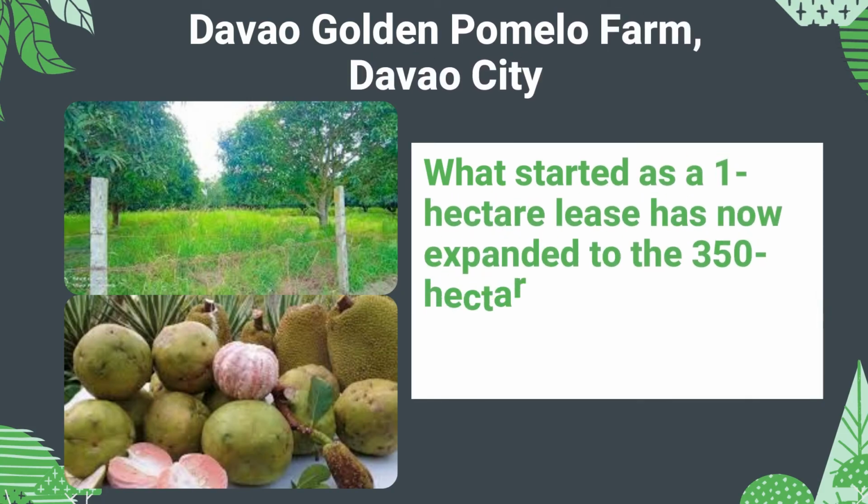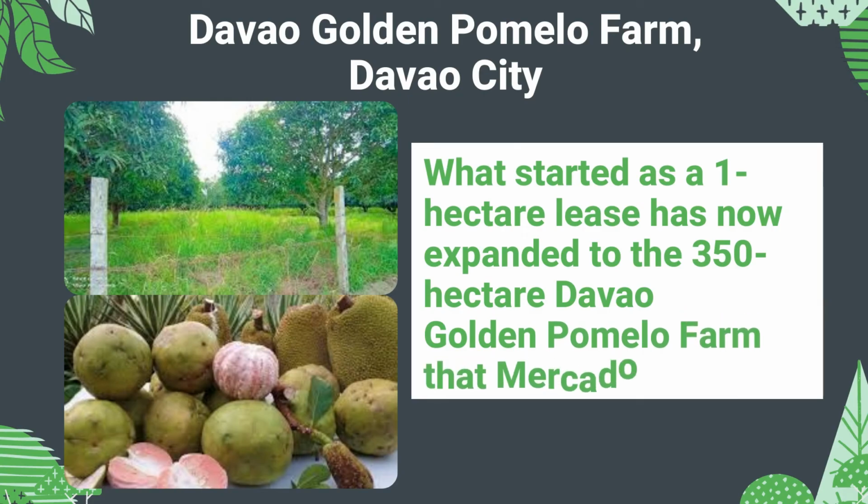What started as a 1-hectare lease has now expanded to the 350-hectare Davao Golden Pomelo Farm that Mercado owns. It produces the Magallanes variety, the preferred variety of Filipinos for its sweet pink flesh. The oldest trees in the farm are 17 years old and can bear as much as 600 kg per plant.